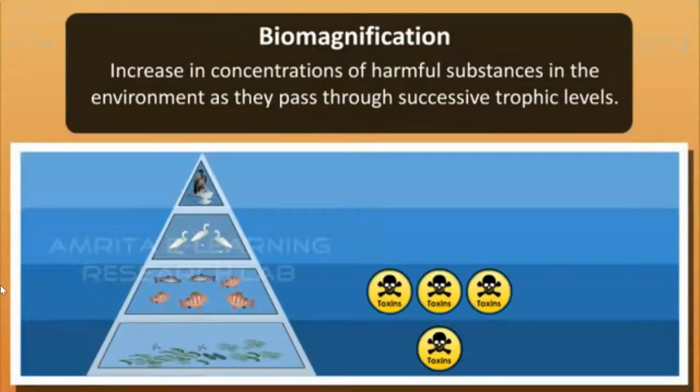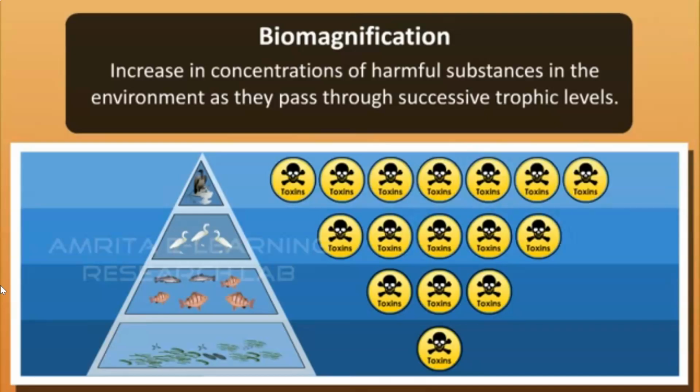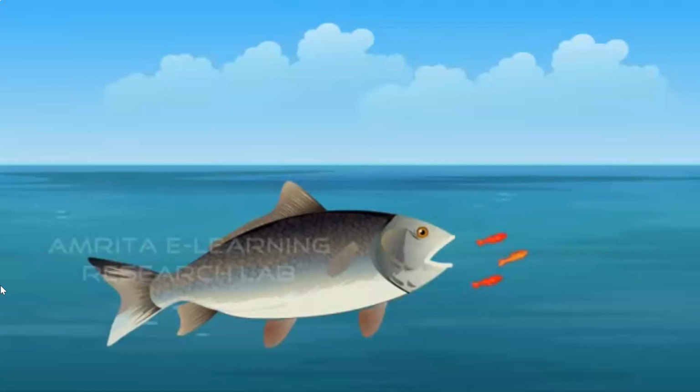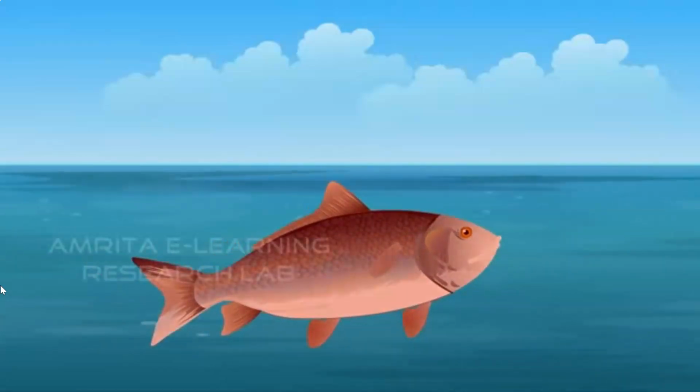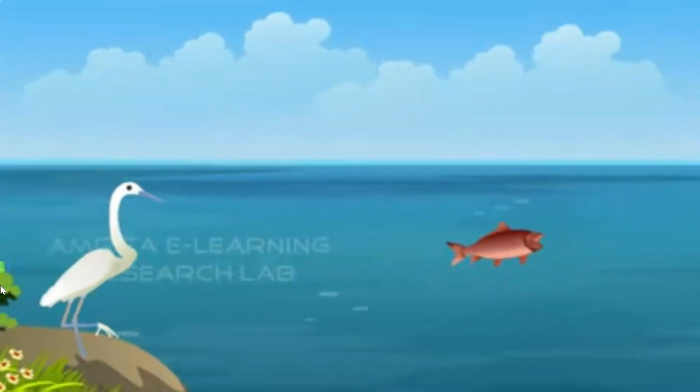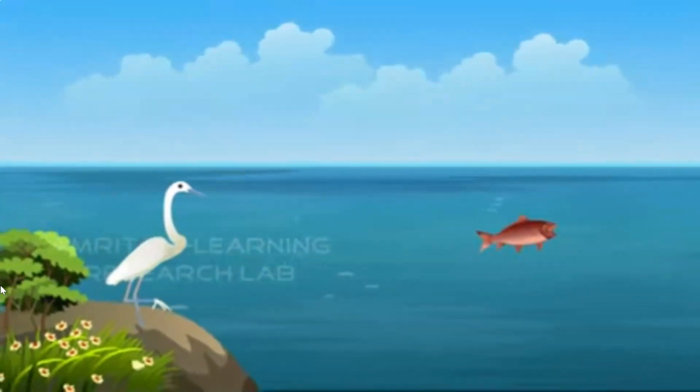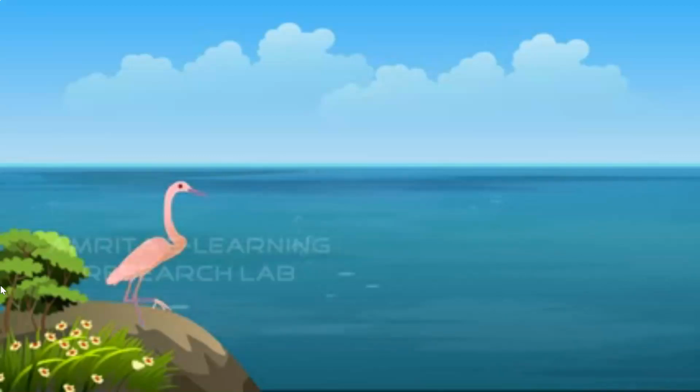Biomagnification is the increase in concentrations of harmful substances in the environment as they pass through successive trophic levels of food chains and food webs. When even larger fish eat those tiny zooplankton feeding fish, the larger fish contain an even greater amount of toxins in their body. By the time top-level predators, like cranes, consume the toxic fish, the crane's body becomes so toxic that their ability to function, reproduce, or live full-length lives may become impaired.